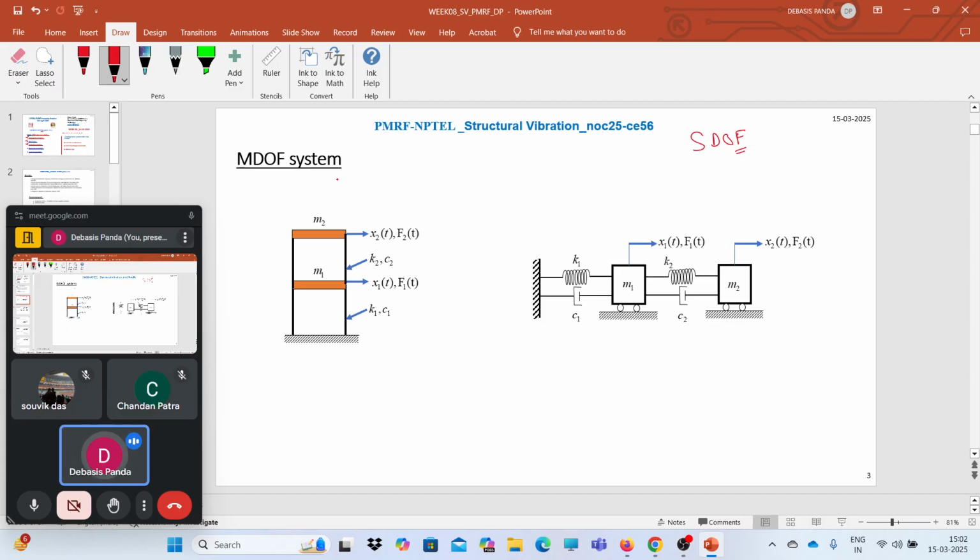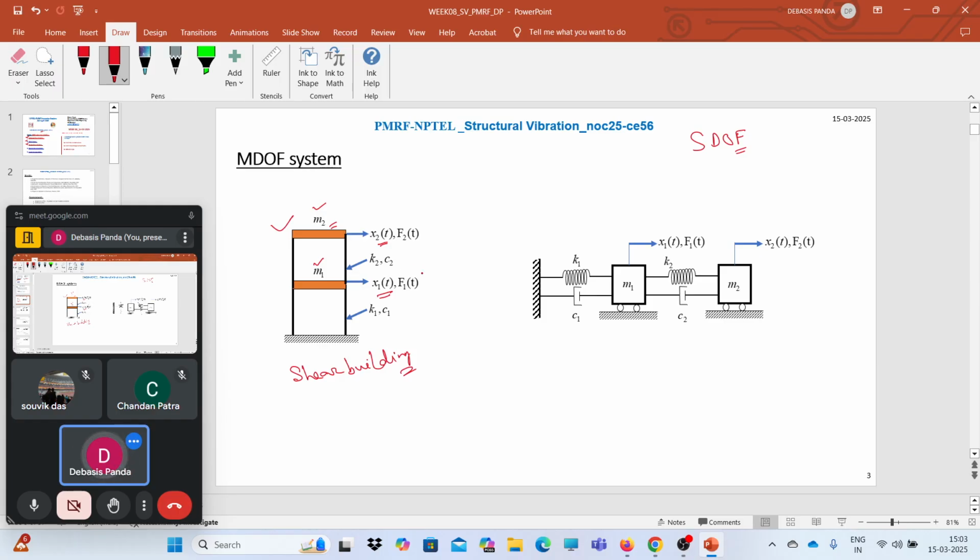Multi-degree of freedom system means we have more than one degree of freedom to deal with. Here we can see a shear building model of a building. It has two stories. The first story has mass m1, the second story has mass m2. Obviously the mass m1 can move independently. Corresponding to mass m1 we have a degree of freedom x1, and corresponding to mass m2 we have a degree of freedom x2. At different degrees of freedom, different kinds of external load may act on this system.